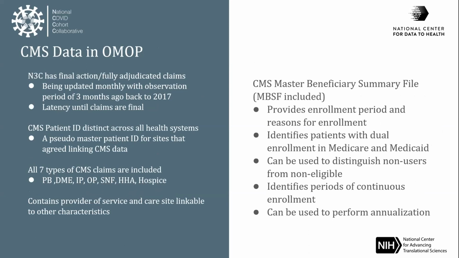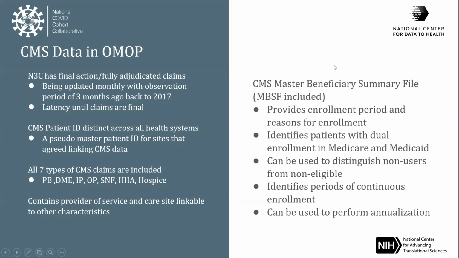In OMOP, I mentioned everything has been adjudicated and loaded. If you're someone who's used to working with CMS claims, down here I've shown that all 7 types of the CMS claims have been loaded into OMOP. This is Part B, durable medical equipment, inpatient, which is Part A, hospital outpatient, skilled nursing facility, home health, and hospice. So all of those types have been transformed and loaded into the OMOP data structure.